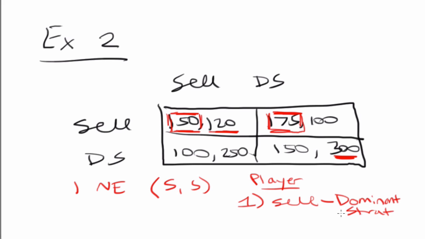Then if we look at it for player 2, we see that in the case where player 1 were to sell, player 2 would go ahead and sell. However, if player 2 were to see player 1 not selling, then they would also not sell. Therefore, we have that same situation as the first example, in which we have no dominant strategy.